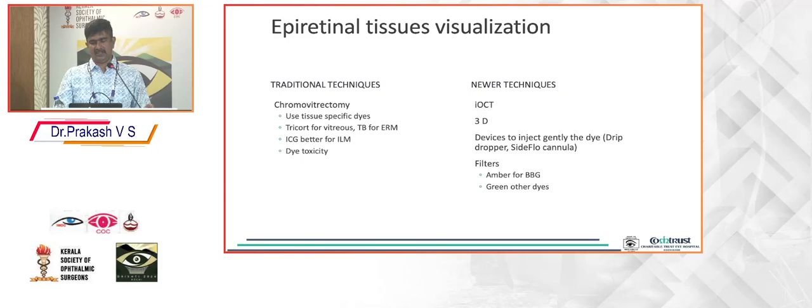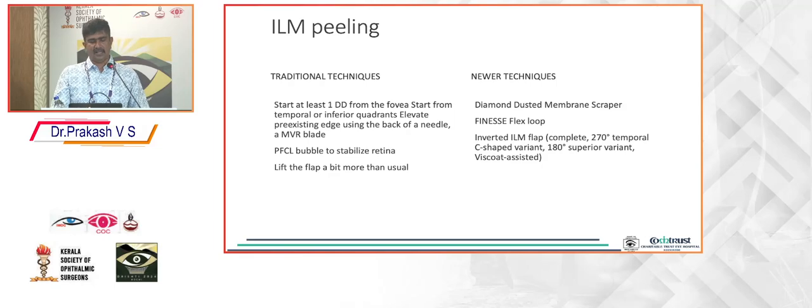and trypan blue is better for ERM. Among newer techniques, we have intraoperative OCT, microscopes mounted with OCT, and 3D imaging techniques, which will make it better. Also, the other biggest problem is that we usually inject with syringes which don't have controlled injection, so many dyes get inside the macular hole, causing toxicity. So now we have newer devices which have a controlled mode of injection and thereby avoid the toxicity. And we also have microscope mounted filters. We use an amber filter if you are using a brilliant green dye, or a green filter for other dyes. And ILM peeling, again, is technically very difficult in myopic eyes.